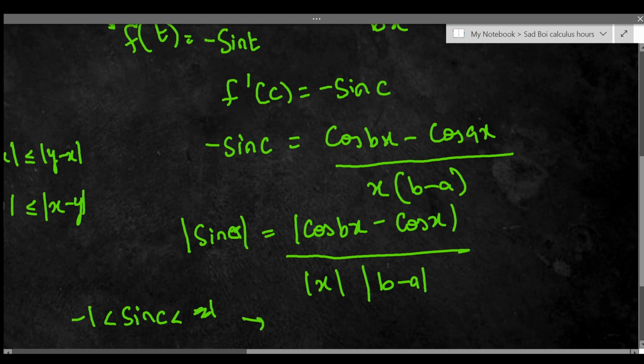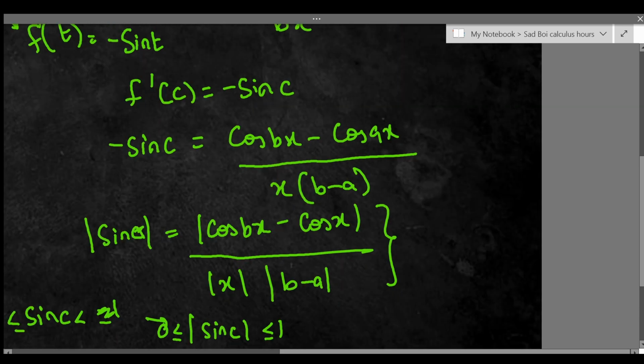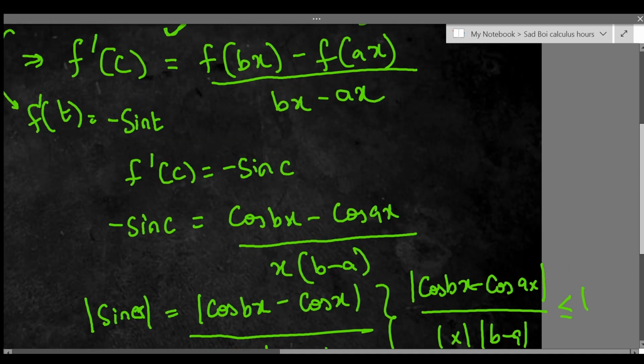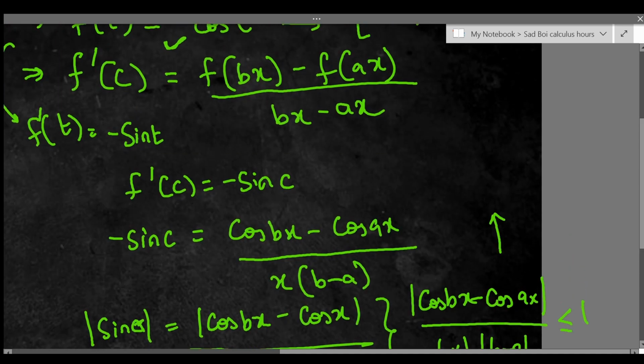However, the modulo of sine c lies between 1 and 0. So what we have here is this particular function is less than 1 over modulo of x times b minus a. This is less than 1. Okay, so now I think we're done, because now the only thing that we want to do is rewrite things.